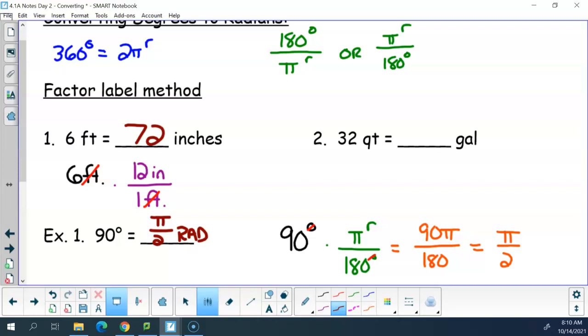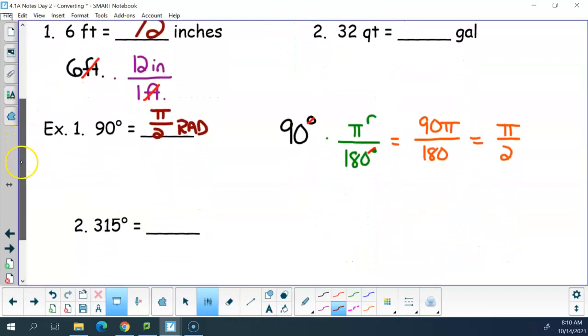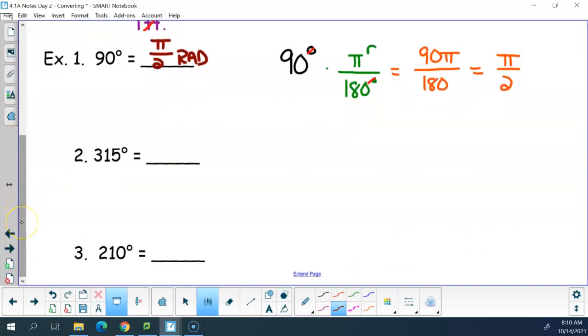Which means you're going to have to get to know your inner fractions. So this time, convert 315 degrees into radians and 210 degrees into radians.